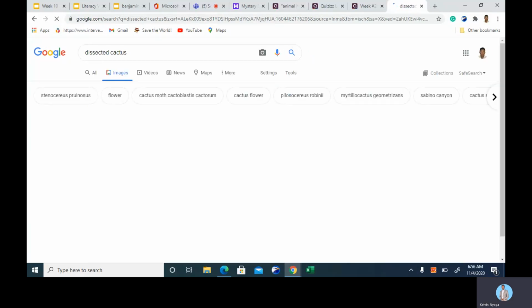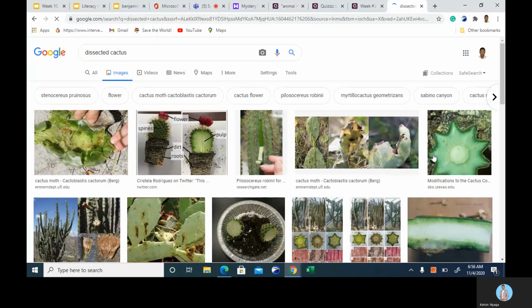Yes, we do. So do you see this? Look at this image. Do you see how thick the cactus is? A cactus has very, very thick skin.